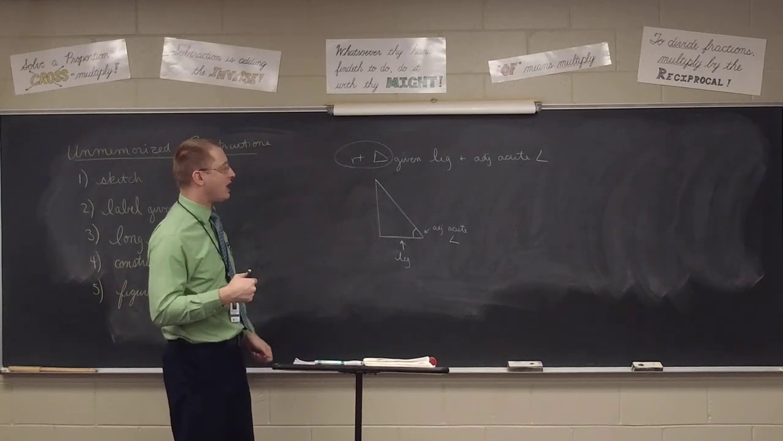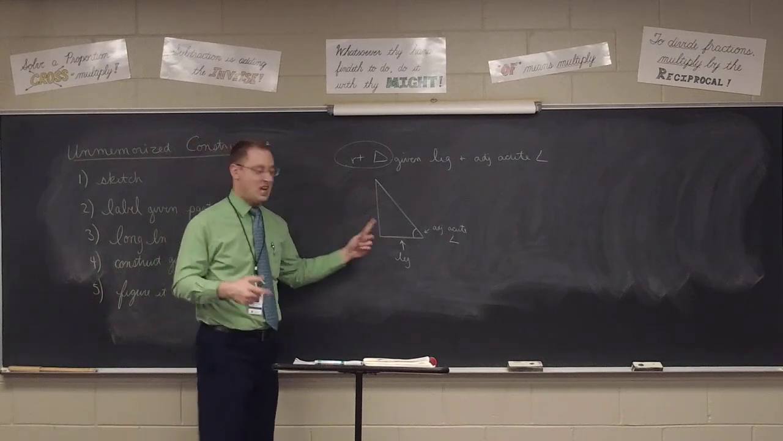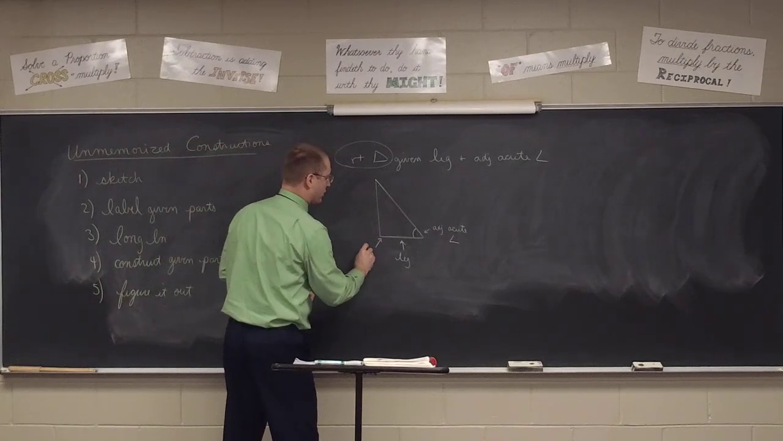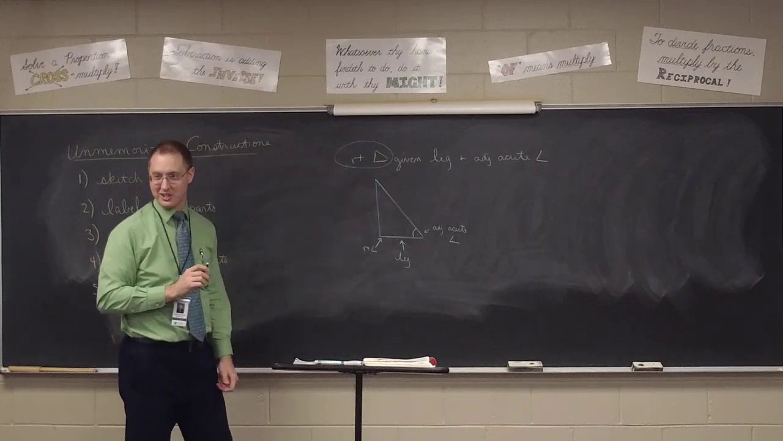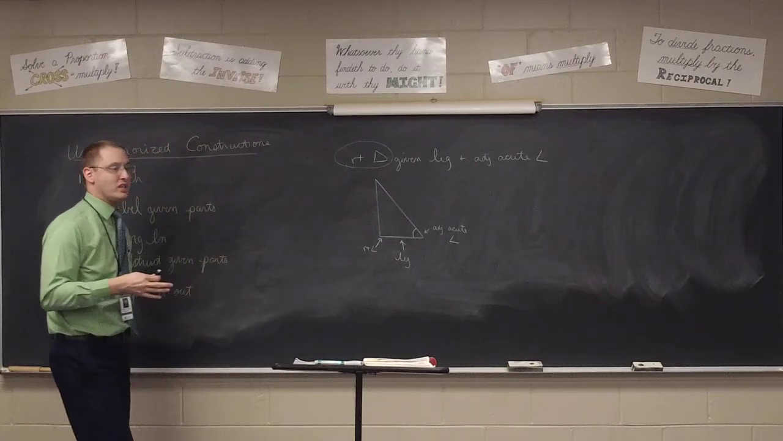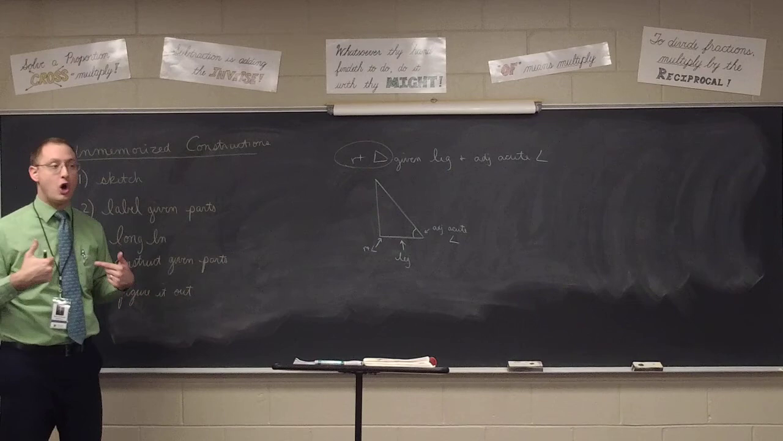Well, I know in a right triangle, I got a right angle. So technically, I also know there's a right angle that's going to be here, don't I? It wasn't specified in the given. I'm expected to know that, right?